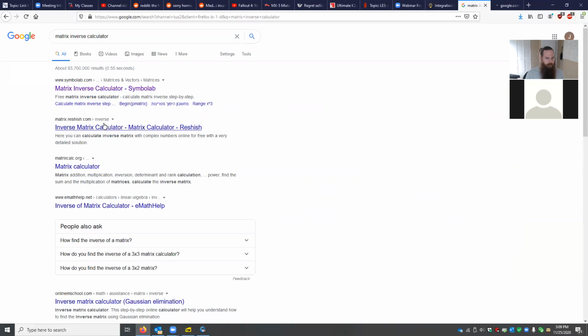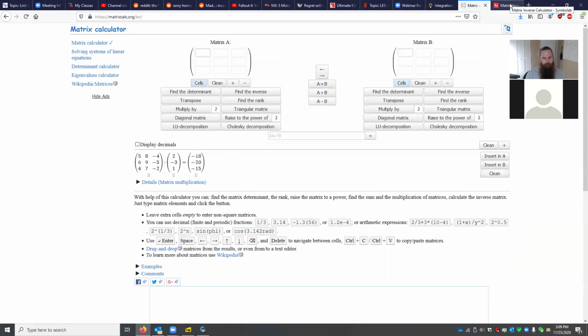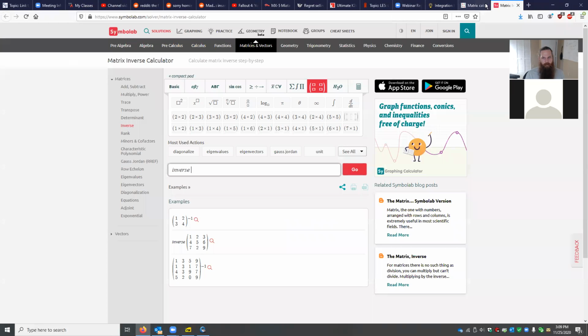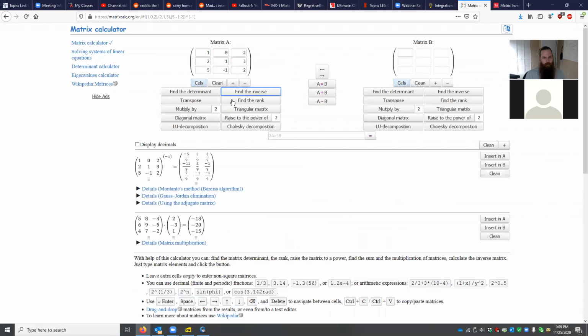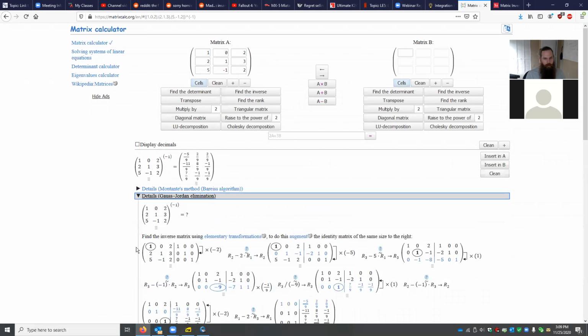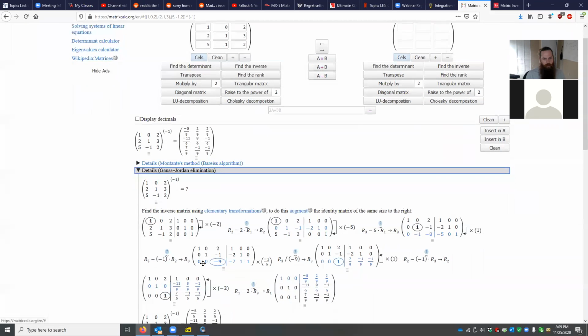Symbolab has one, matrixcalc.com. I think this is the one I've used in the past that I liked more. Yeah, I don't like Symbolab. But if you want to invert a matrix, you want to do any sort of operation to a matrix, I can ask this to compute an inverse, and there it is. Simple, simple stuff. And you can look at the details. What we're using is the Gauss-Jordan method, where you augment by the identity and row reduce.